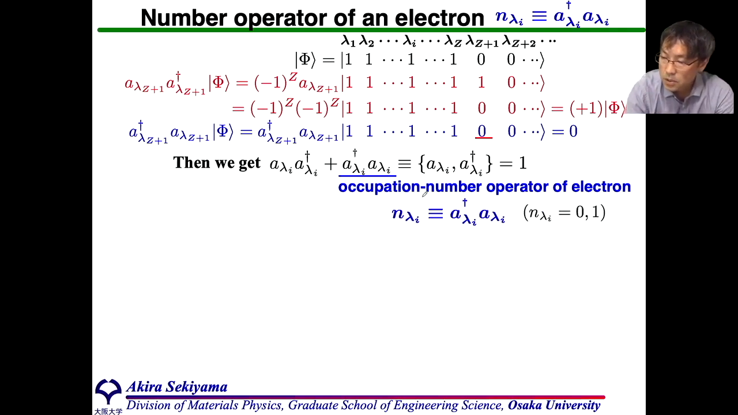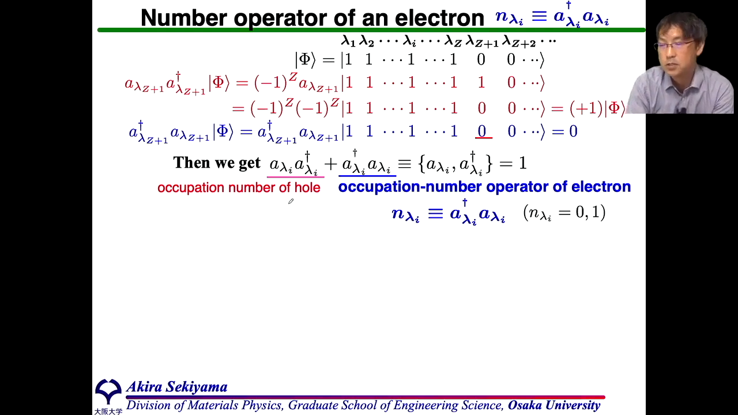Therefore, we can define the number operator of an electron as this definition. So the number is 0 or 1. For the empty state, this operation gives a number of holes. When we apply this operation for the occupied state, the result gives a 0. Since for all the occupied state there are electrons, the sum of these two terms becomes 1. Every state is occupied or unoccupied.